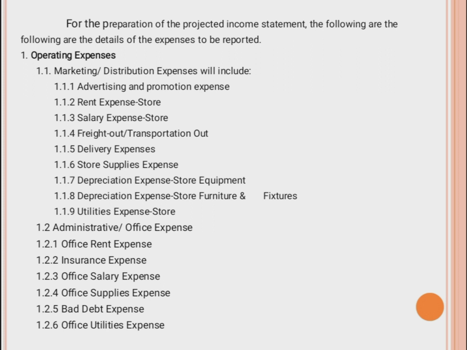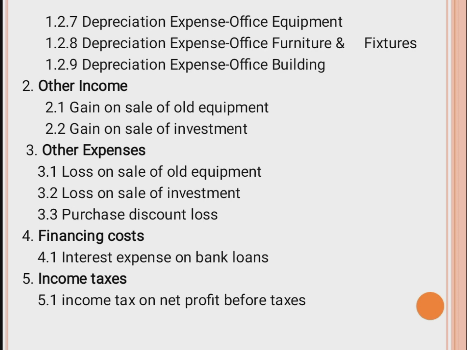1.1.9 utilities expense store, 1.2 administrative or office expense, 1.2.1 office rent expense, 1.2.2 insurance expense, 1.2.3 office salary expense, 1.2.4 office supplies expense, 1.2.5 bad debt expense, 1.2.6 office utilities expense. Next, 1.2.7 depreciation expense office equipment, 1.2.8 depreciation expense office furniture and fixtures, 1.2.9 depreciation expense office building.